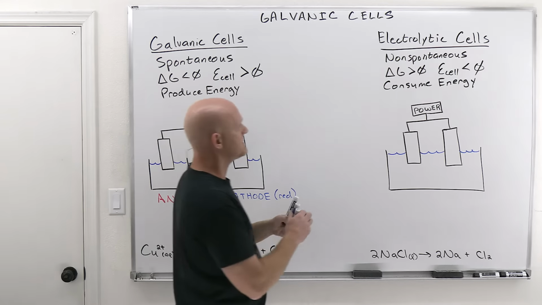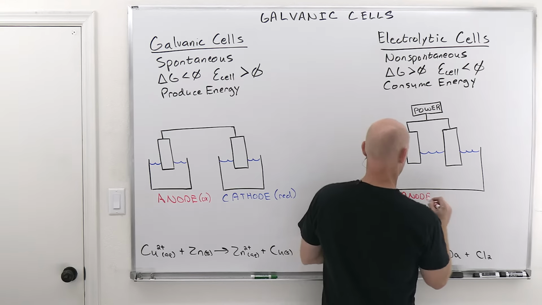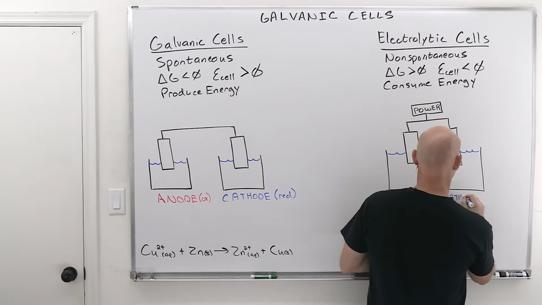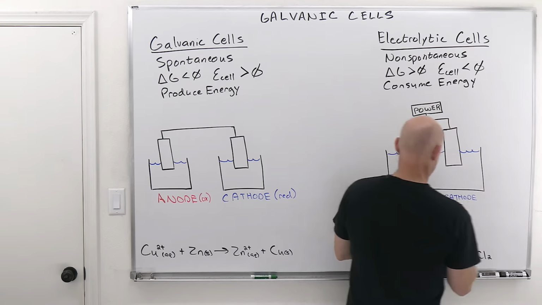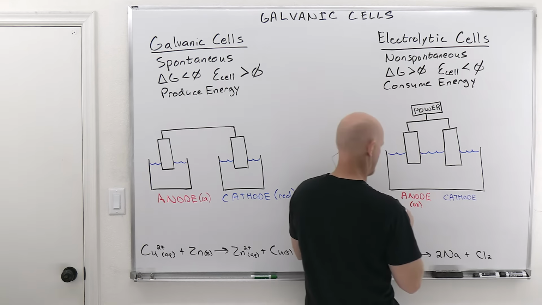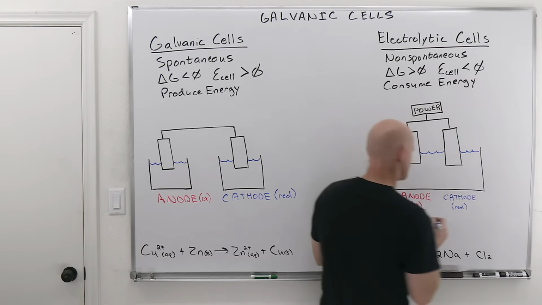All right, same thing over here. Anode on the left, cathode on the right. The anode is still the site of oxidation, and the cathode is still the site of reduction. That hasn't changed.